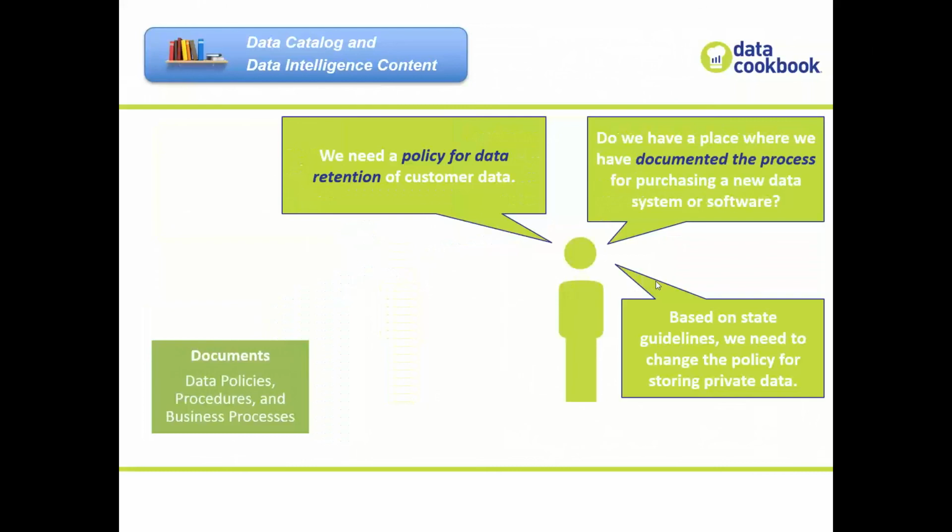All right, the next thing is documents. So you might have, hey, we need a policy for data retention. So someone has written up a document around data retention policy. Or do we have a place where we have documented the process for purchasing a new data system? So a business process document. Or someone said, hey, based on the state guidelines, we need to change the policy for storing private data. So this is basically updates to them. So if you have policy documents or business process documents that you want to have versioned and shared, that's another thing you can do.